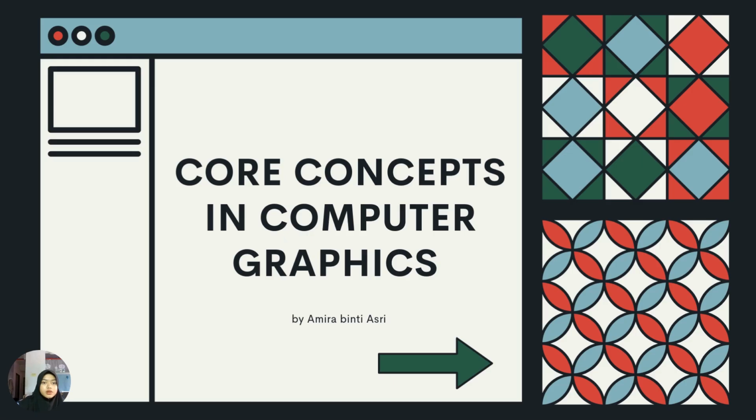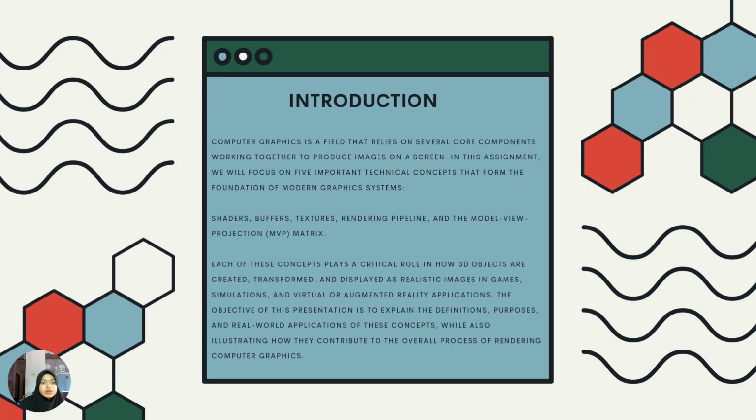I will talk about core concepts in computer graphics. So for introduction, computer graphics is a field that relies on several core components working together to produce images on a screen. In this assignment, we will focus on five important technical concepts that form the foundation of modern graphic systems. Firstly is shaders, buffers, textures, rendering pipeline, and the model view projection, MVP matrix.